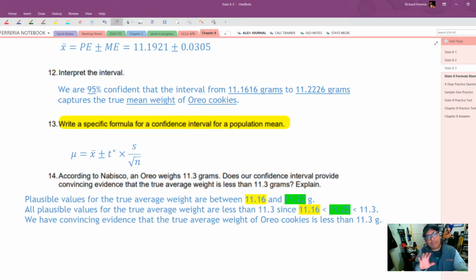To kind of come at this from a different angle, 11.3 is not a plausible value for the true average weight of an Oreo cookie, because 11.3 is not between 11.16 and 11.22. And since 11.3 is above the interval, it's greater than the interval, then the true average weight of an Oreo cookie has to be less than 11.3.